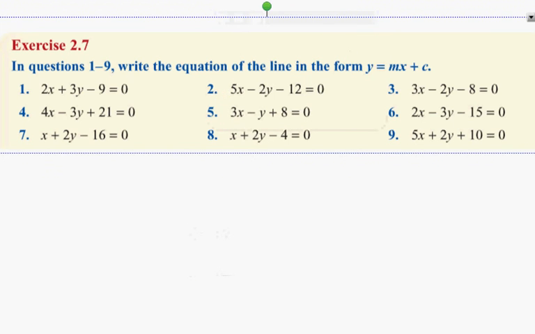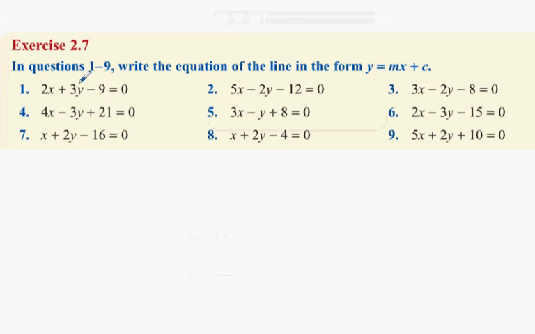What they want is this. They say that in exercise 2.7, in questions 1 to 9, write the equation of the line in the form y equals mx plus c. Let's take the first one as an example. To answer questions 1 to 9, you need to get y on its own, and everything else ends up over the other side.